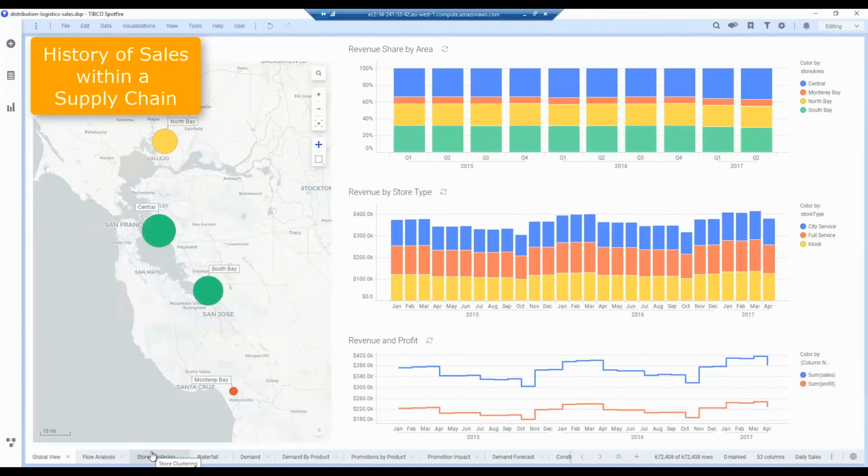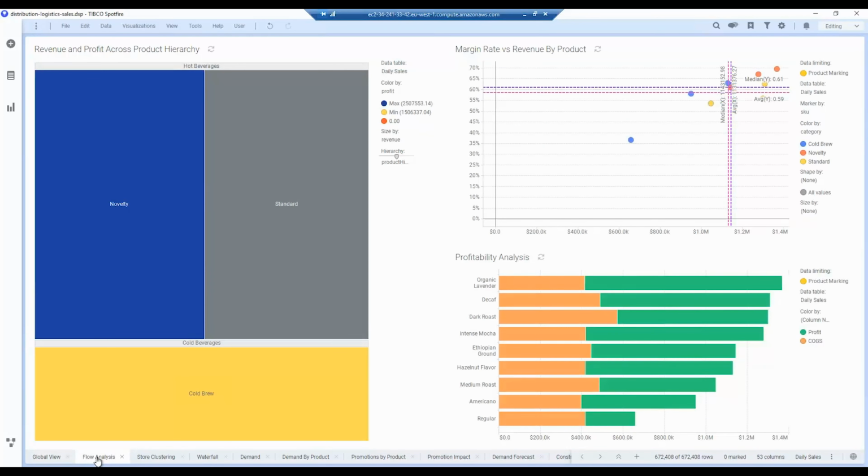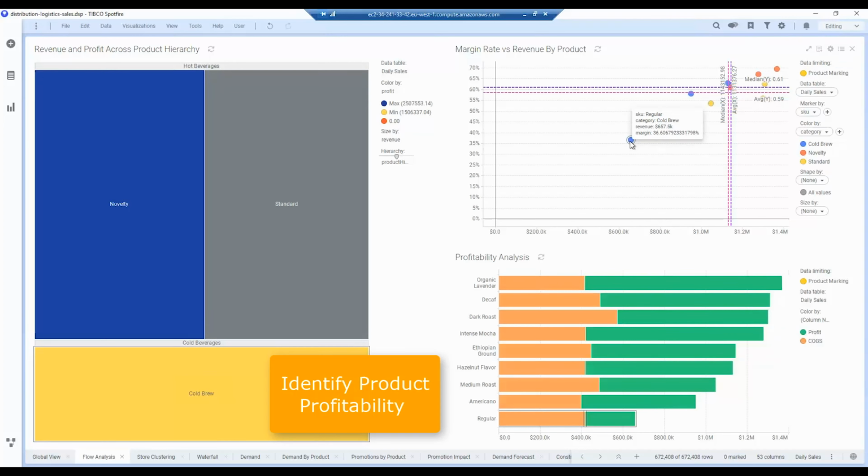This analysis is showing you distribution of sales over time over about a 2.5 year period for a series of coffee shops in the Bay Area. You have a breakdown by revenue share by area, store type, and revenue and profit over time. As you walk through this analysis, it shows you some intelligence about how products have been moving over the previous periods, what's profitable, what's not profitable. For example, here, the organic lavender is high selling and high profit, whereas the regular coffee is a low margin and low revenue product.